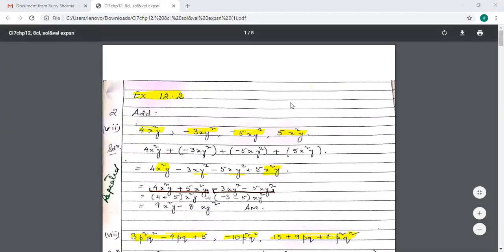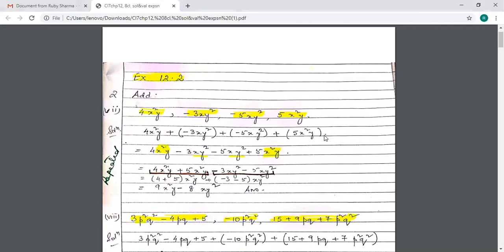The exercise 12.2. This was the question I had given. Add. Now these are four terms that need to be added. So it's better you put them within brackets so that when there's a negative sign, you don't make a mistake. With a positive sign in front, there will be no difference. So you can put them within brackets like this, and then you remove the brackets.